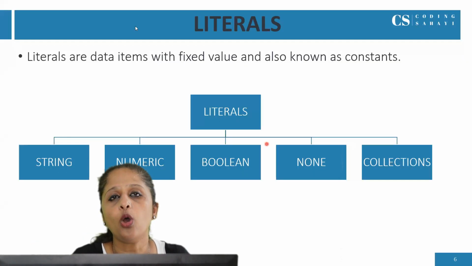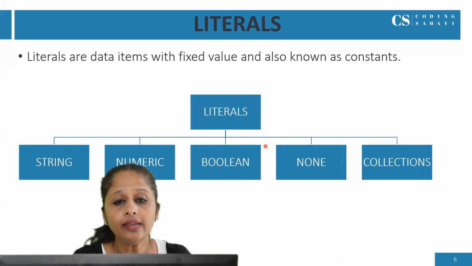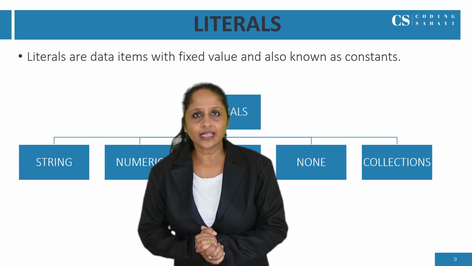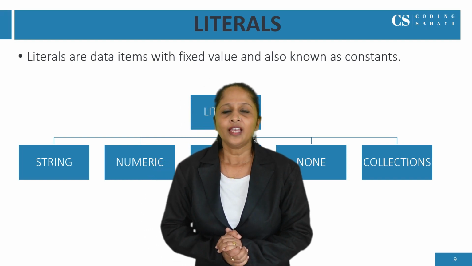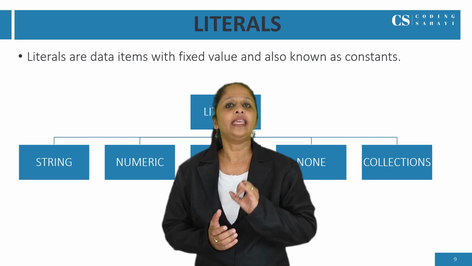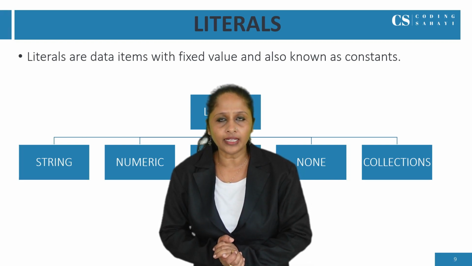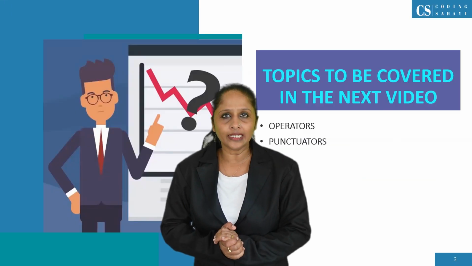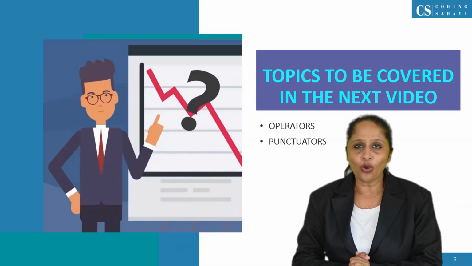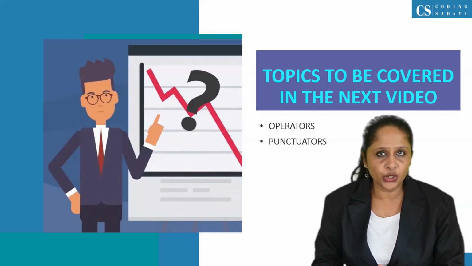So we studied all the literals: string literals, numeric literals, then Boolean, None and collection literals. As of now we discussed different types of literals. So we studied 3 types of tokens: keywords, identifiers and literals. The next token is operators. The topics to be covered in the next video are operators and punctuators.